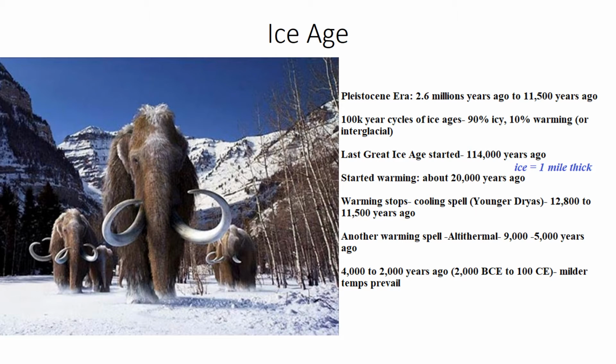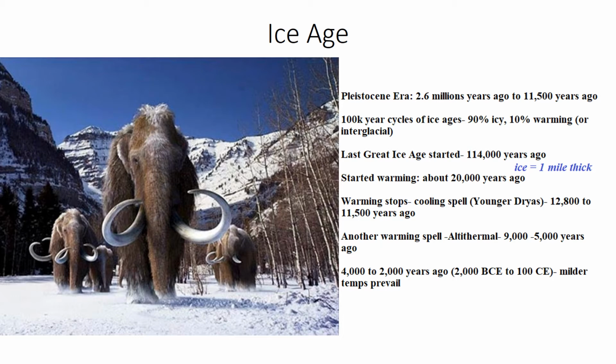Then, circa 11,000 or so BCE, the warming stopped. It got a little bit cooler. This is known as the Younger Dryas period. So there was a cooling spell, then another warming spell about 2,000 or 3,000 years later that lasted 4,000 years. This is known as the Altithermal period. So that by about 4,000 years ago, for a couple of thousand years, you had very, very mild temperatures in the northern hemisphere. So this is a lot of swinging back and forth.